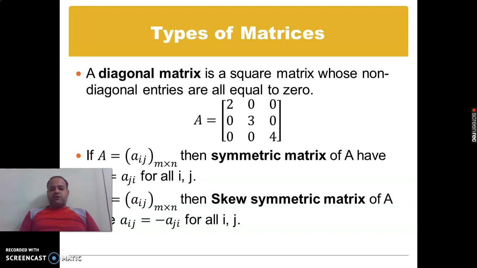So now go for the next matrix, that is the symmetric matrix. A matrix A equal to [aij] of order m cross n is said to be symmetric if aij is equal to aji for all i, j. Also we can make the same definition for the skew symmetric matrix, but the condition is changed now: aij is equal to minus aji.